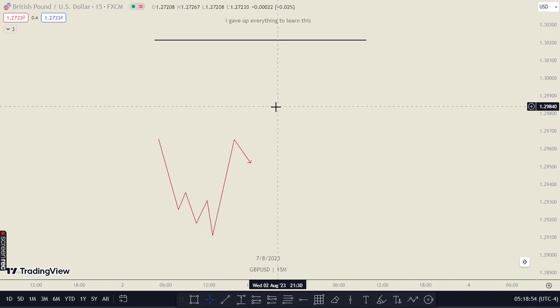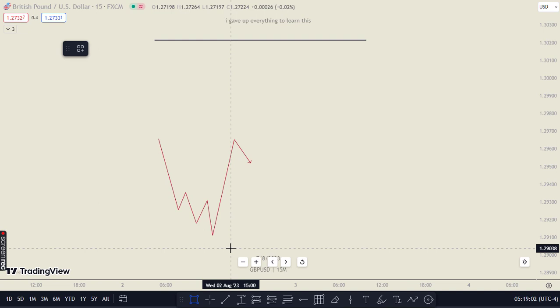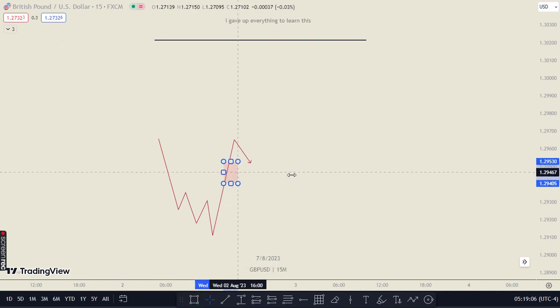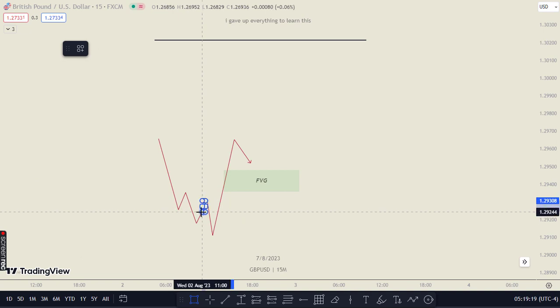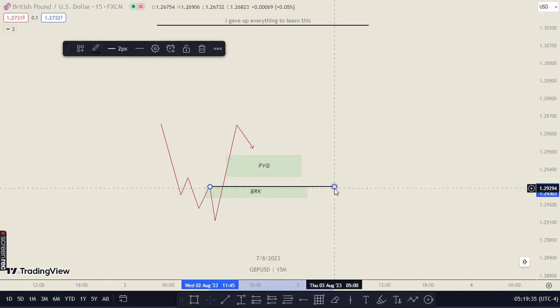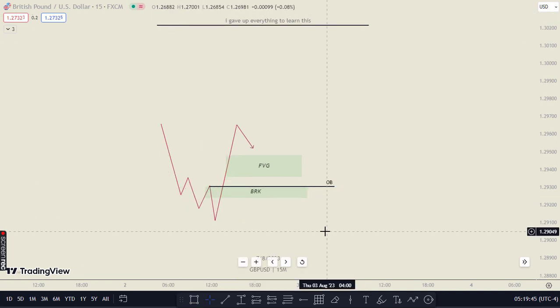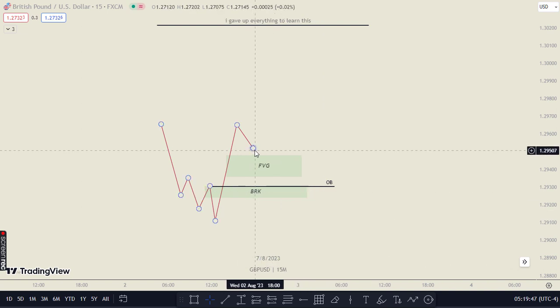Most of the time, and pretty much all of the time, this leg of displacement will leave multiple PD arrays. For example, it will leave a fair value gap right here. It can leave a breaker block. You will also find, most of the time, an order block. So as you can see, there are multiple areas to enter.